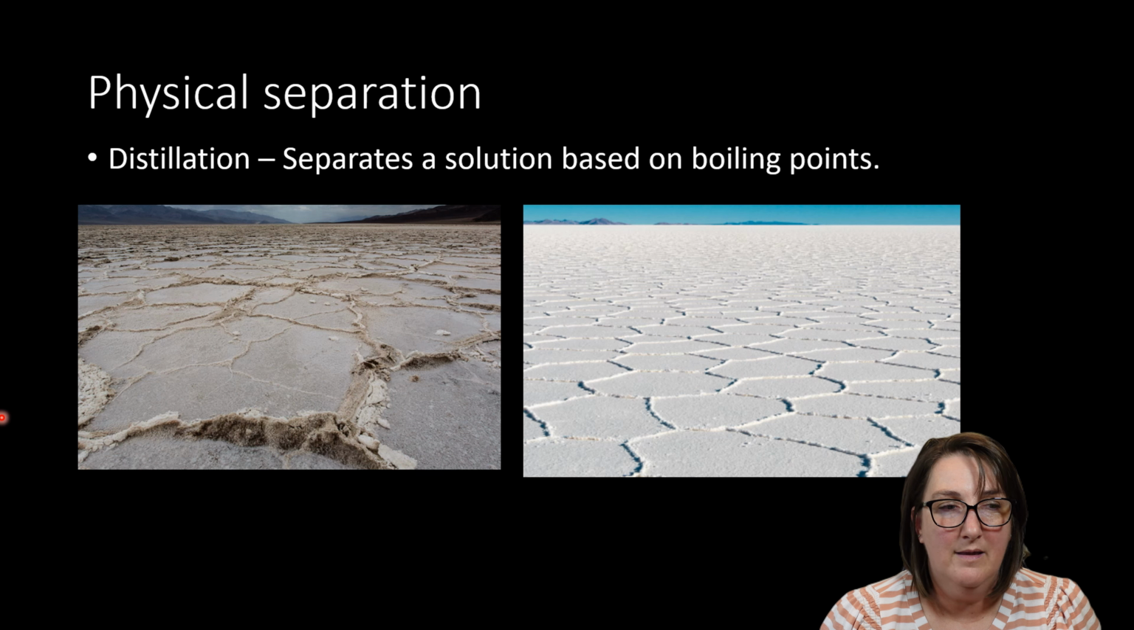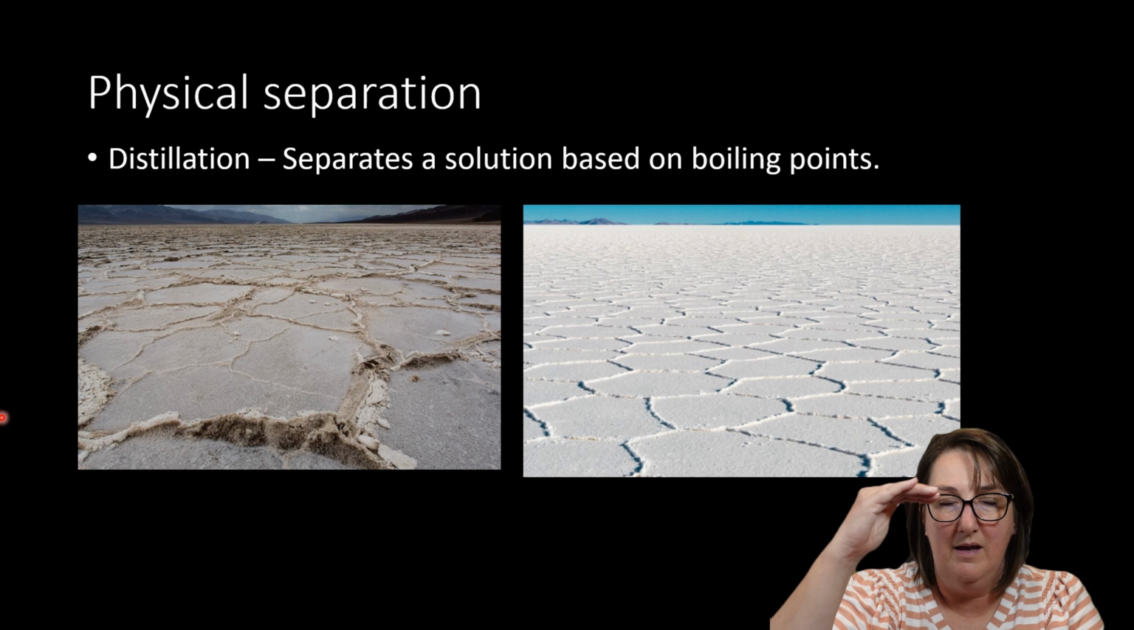They do this with distilleries. If they're making some type of beer or alcohol, they'll do that. If they're trying to separate something out, they'll boil it and get the lighter stuff on top and the heavier stuff on the bottom.